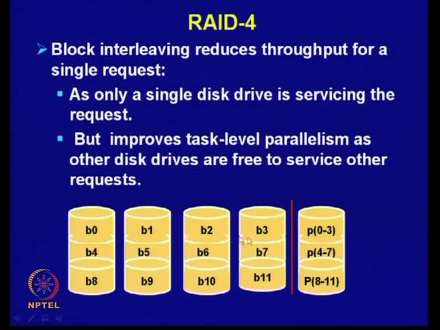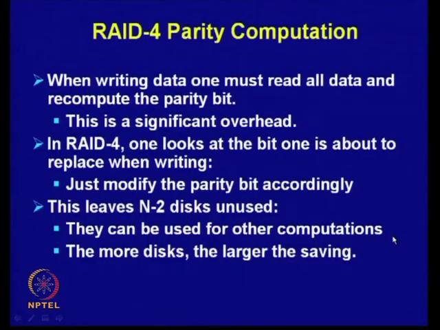So, this is here how the data is stored is shown here, block 0, block 1, block 2, block 3, the corresponding parity, block level parity is stored here, then block level 4, 5, 6 and 7 are stored in 4 different disks, corresponding parity is stored in another disk and so on. So, this is your RAID level 4. Now, coming to when writing data, one must read all disks and recompute the parity bit. So, this is a significant overhead, as we have already seen.